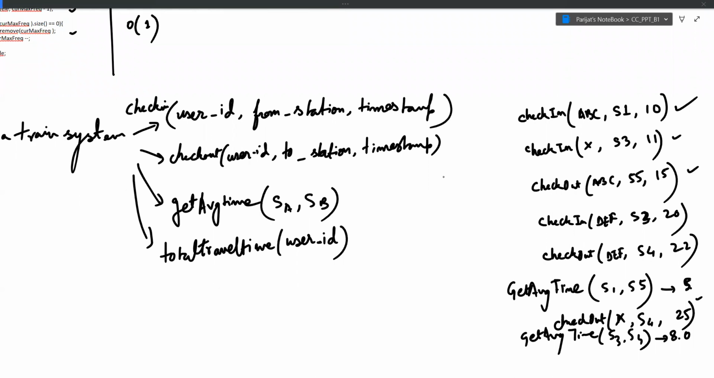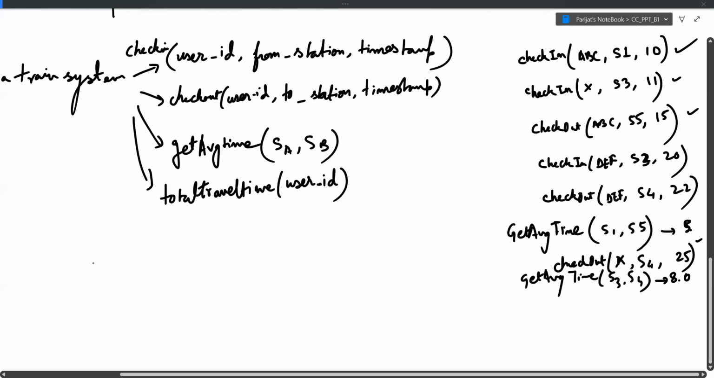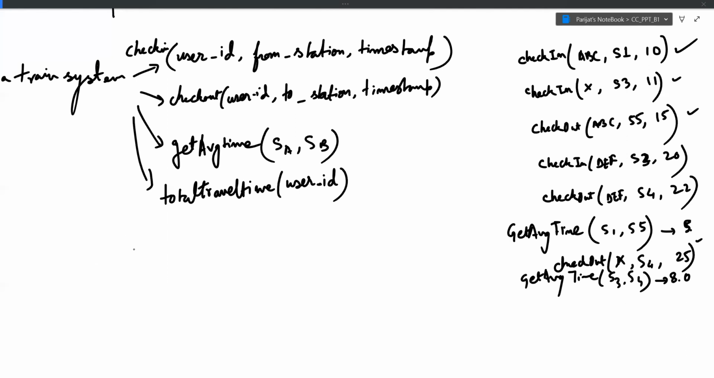The easiest hint that you can get is the get average time part. You are given two stations and you need to get an average time for that. What data structure can you use to get that optimally? If you have to get something in order one time, what will you use? So we'll use a hash map, right? Awesome. We have to use a hash map where the key will be the combination of two stations, SA comma SB. You cannot have two keys in a hash map, that's not possible.